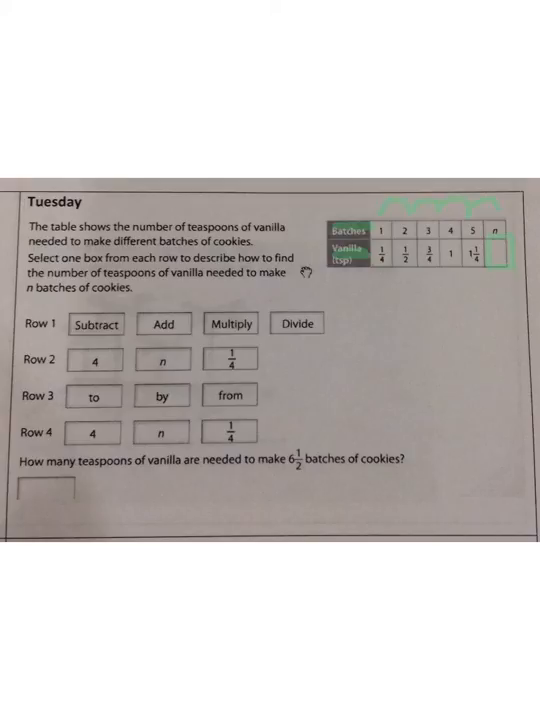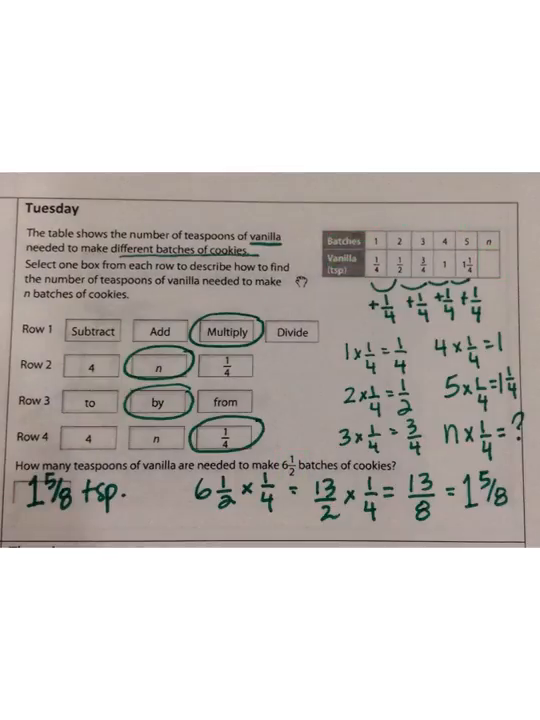Part 2, how many teaspoons of vanilla are needed to make 6 1/2 batches? Okay, so first thing I did is I was looking at what happened. I took the number of batches and multiplied it by 1/4 because I'm noticing that each time it increases by 1/4. And so 1 times 1/4 is 1/4. Then I took 2 batches times 1/4, 3 batches, 4 batches, 5 batches. So what you want to do is multiply the number of batches by 1/4. And so if I'm going to use that, that means I just need to find out how many teaspoons are in 6 1/2 batches of cookies. I did 6 1/2 batches times 1/4, which comes out to 1 5/8 teaspoons.